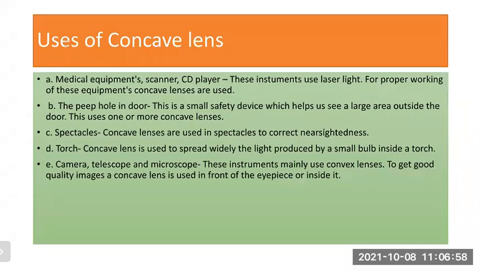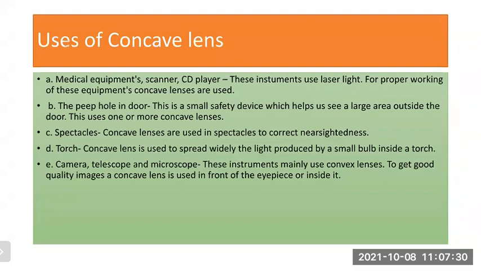Then after this, let us study uses of the concave lens as well as the convex lens. Okay. So uses of concave lenses. Now where are the concave lenses used? Medical equipments, scanner, CD player. These instruments use laser light. Okay. For proper working of these equipments, concave lenses are used.